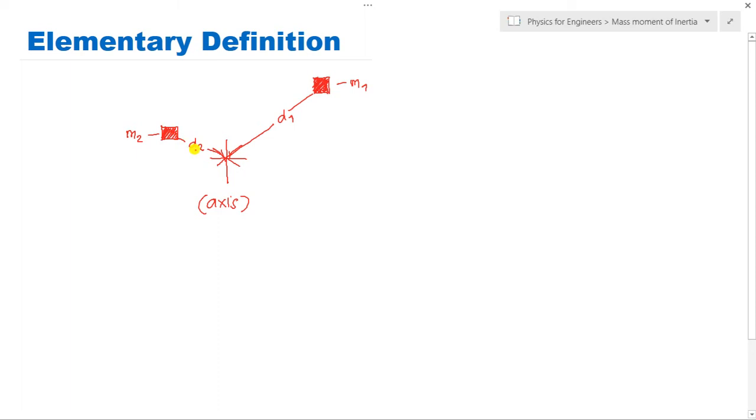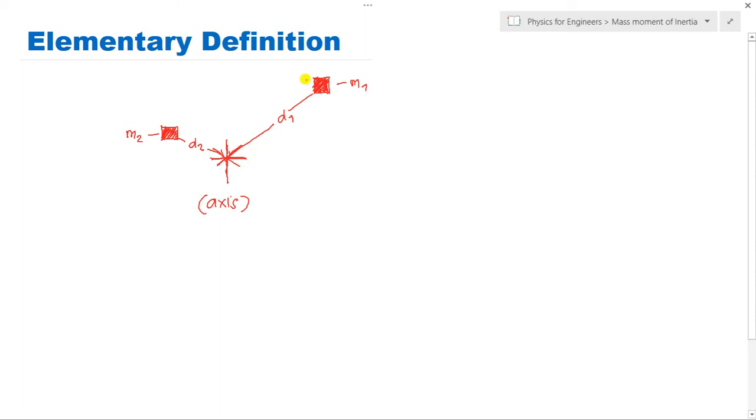Let's say both masses have the same value of mass, let's say 5 kilograms. So the farther you are, the greater your mass moment of inertia. Since mass 1 is far, it's very hard to rotate it with respect to this axis. So it possesses a greater value of mass moment of inertia.